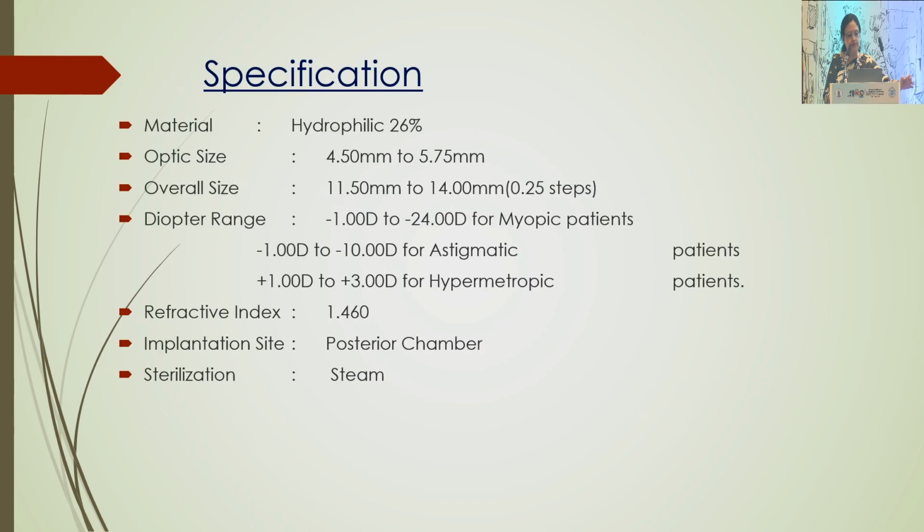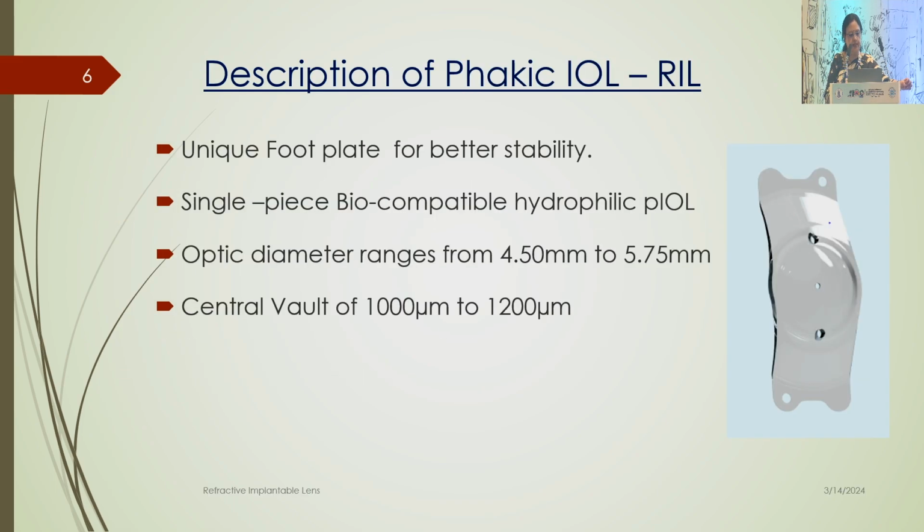Looking at the specification, the optic size is between 4.5 to 5.75 millimeters. Overall size is between 11.5 to 14. They come with a diopter range of -1 to -24. Astigmatism can go up to -10, and hypermetropia from +1 to +3. They are steam sterilized. They have very good stability.